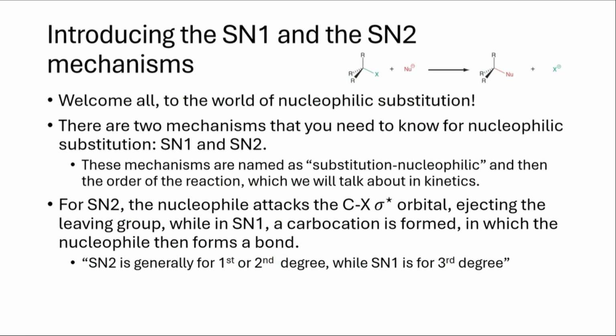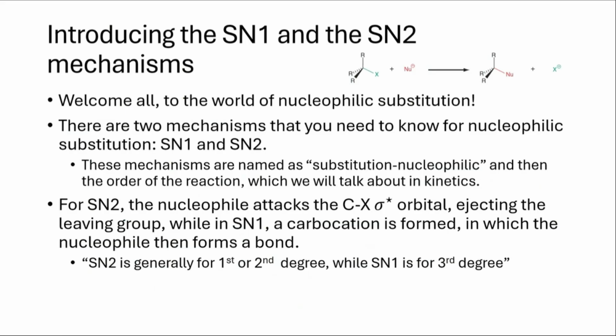So there are 2 mechanisms that you need to know for nucleophilic substitution, SN1 and SN2. SN1 stands for substitution nucleophilic first order, and SN2 stands for substitution nucleophilic second order. For SN2, the nucleophile will attack that C-X sigma antibonding orbital, which will eject X. But in SN1, we get something known as a carbocation, and then the nucleophile attacks that empty p orbital.